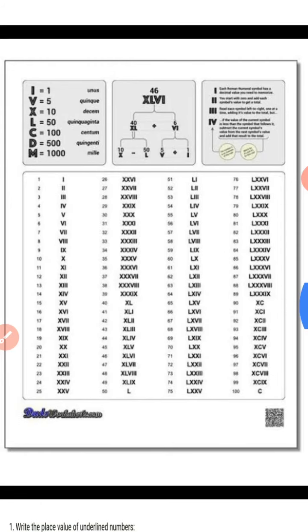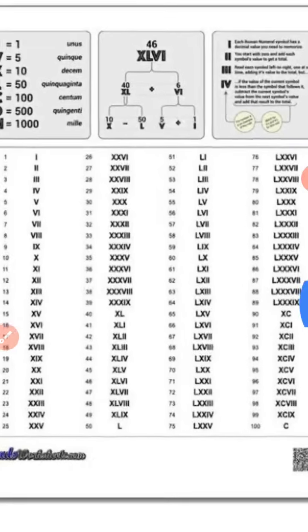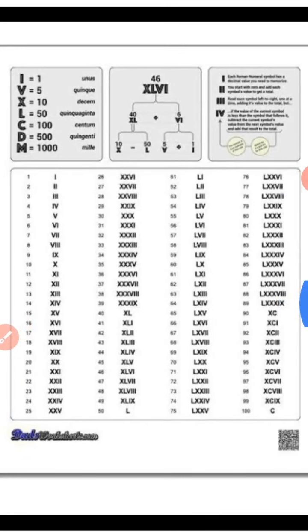In this system, I represents 1, V represents 5, X represents 10, L represents 50, C represents 100, D represents 500 and M represents 1000. And these letters are used in combination to form other numbers. Okay, so see this table. You will read this table and learn it.